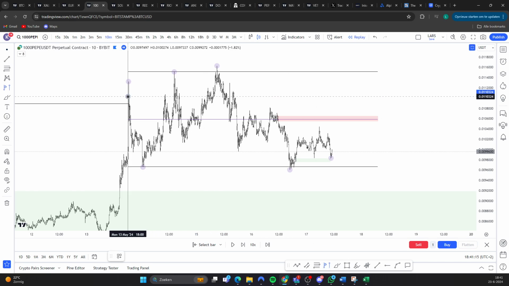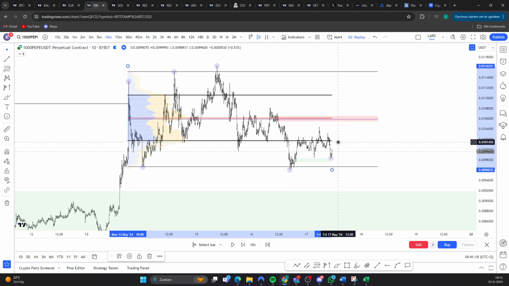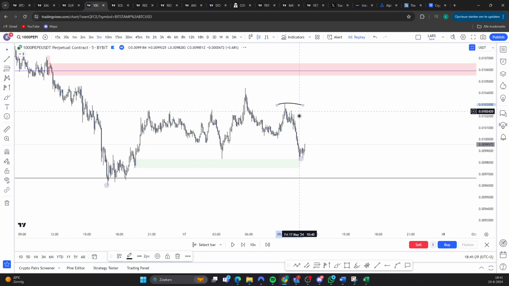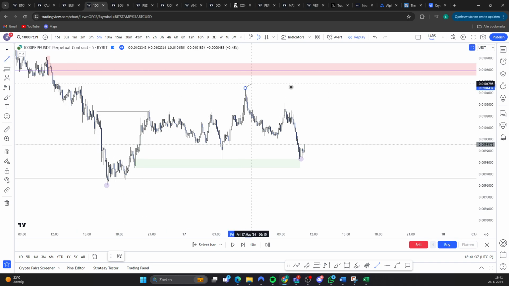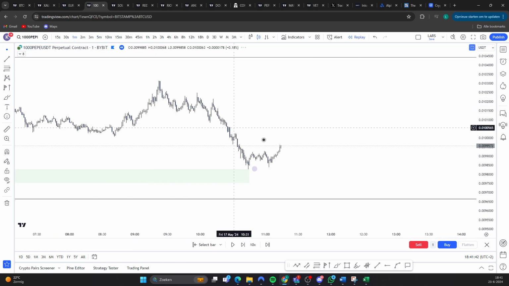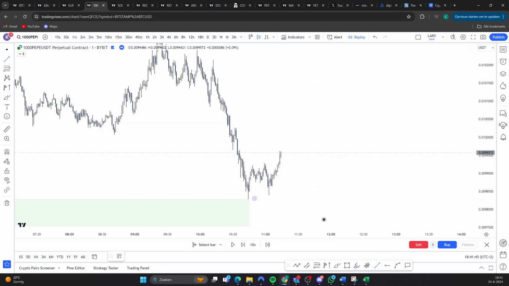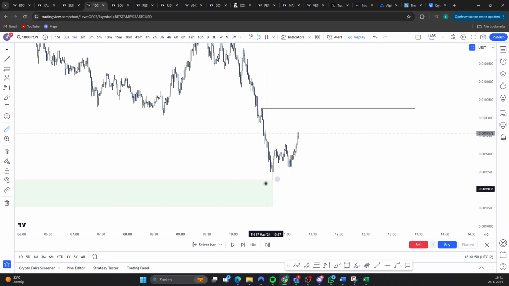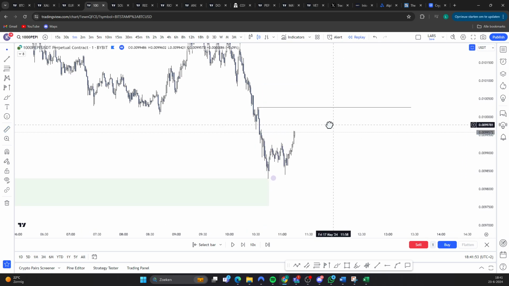Something you could give a shot is a break of structure from this point and that point. But I don't think we have structure. This is the high to break now. That's the internal high. No, there's really nothing until this high, which is pretty far away from the demand zone. A good 2%.